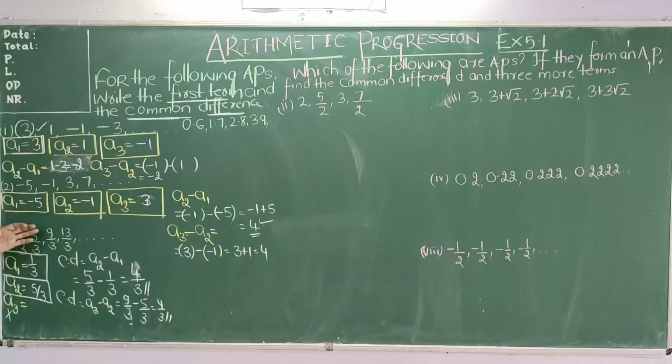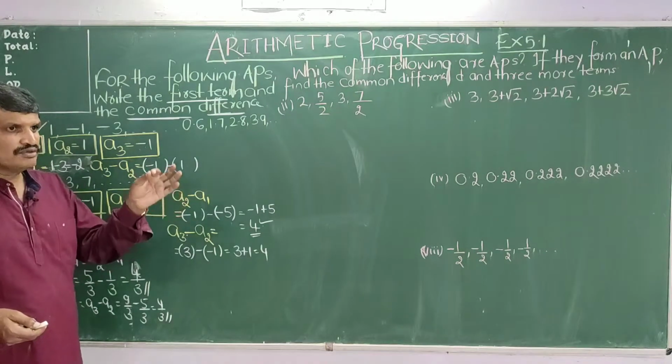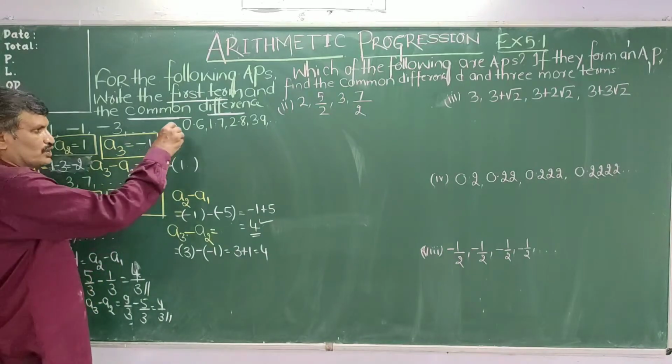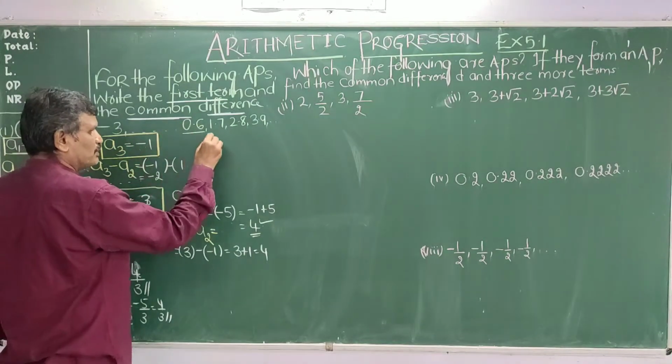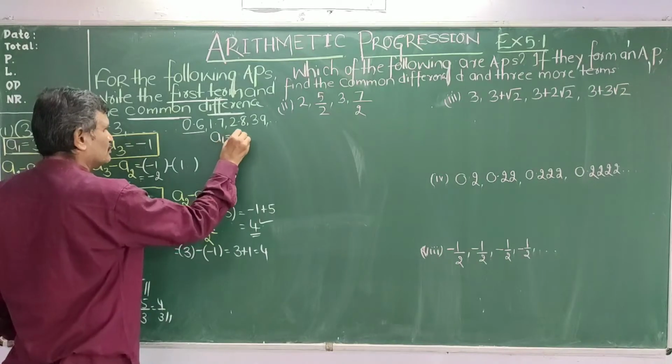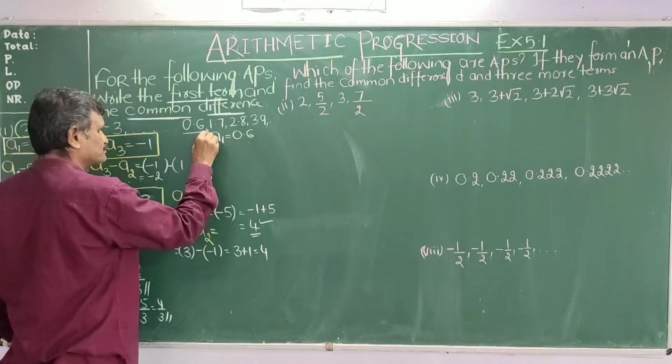Sir, how many times are we supposed to do it? It is not necessary to do it many times. Simply write the first term and find the common difference. I will just show you what you should do. For example, this is the example. What is the first term here? 0.6.